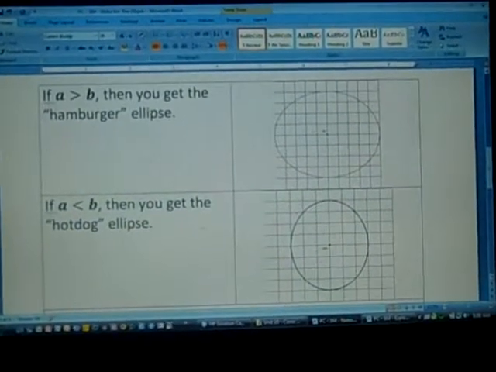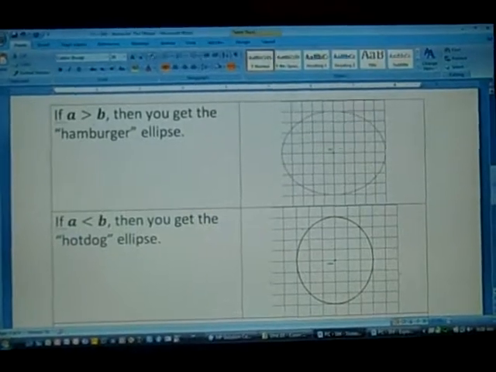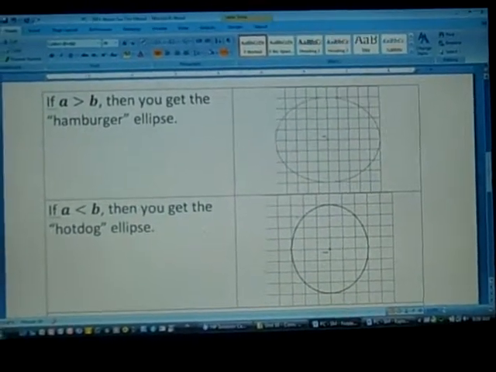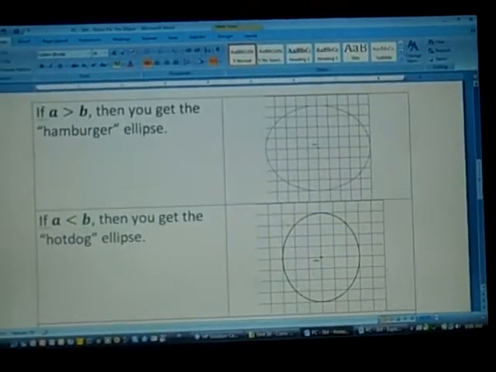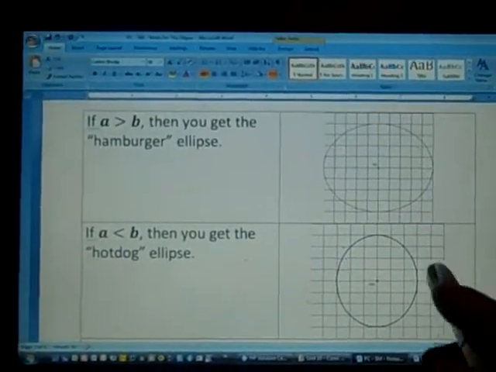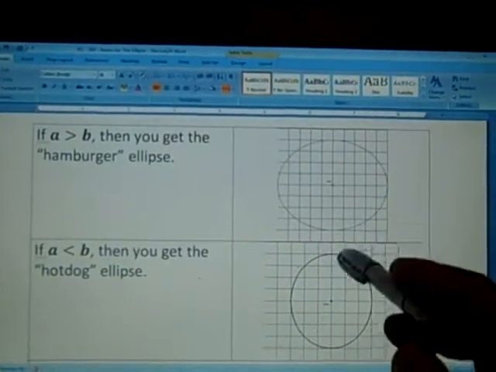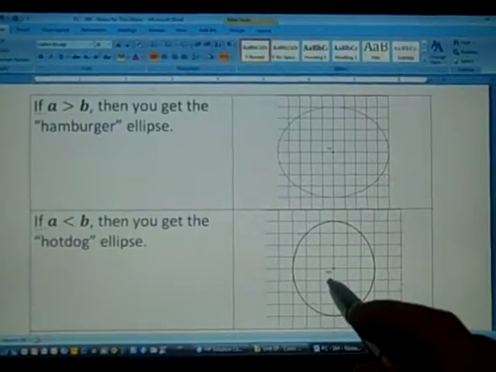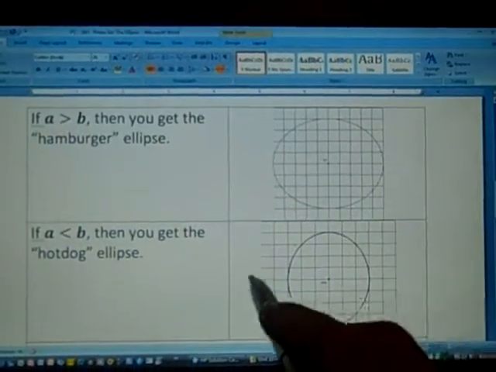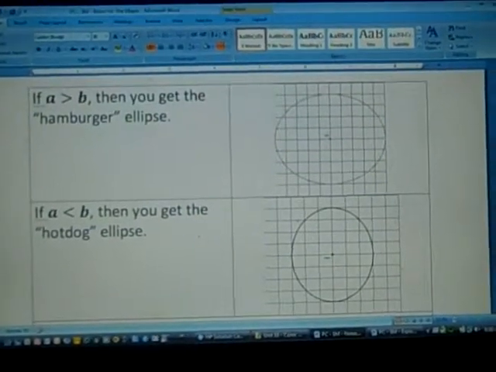Mentioned the hamburger ellipse, and there's also a hot dog ellipse. Whenever a is greater than b, so if the denominator of the x squared term is larger than the denominator of the y squared term, we're going to get a hamburger ellipse. We're going to get an ellipse that is wider than it is tall. If a is less than b, we get the hot dog ellipse, which means it is taller than it is wide. Now, great question. What happens if a is equal to b?